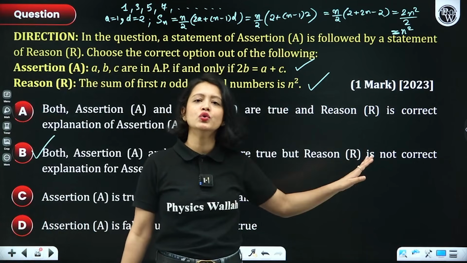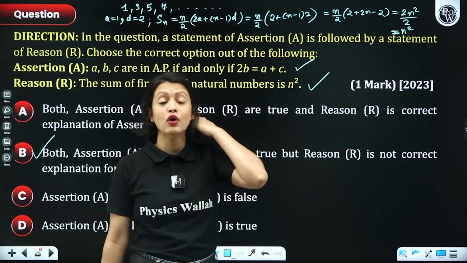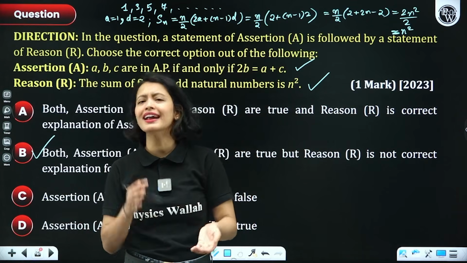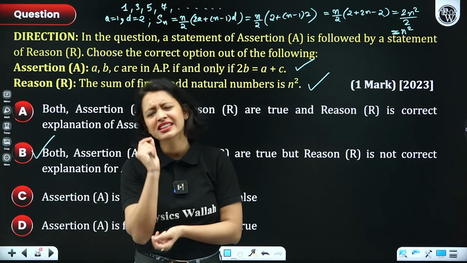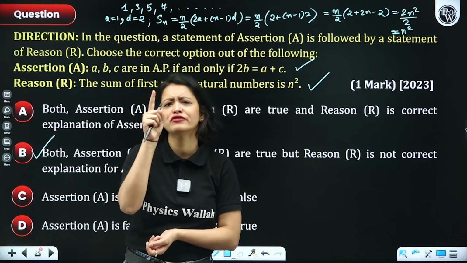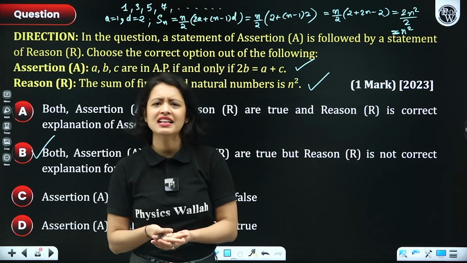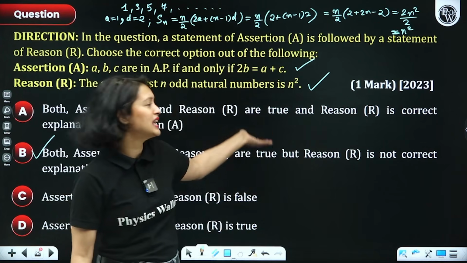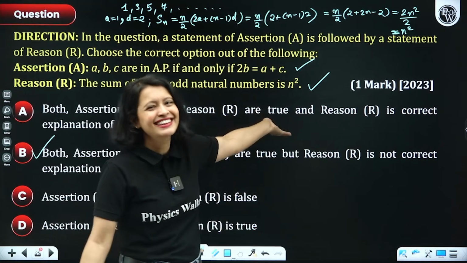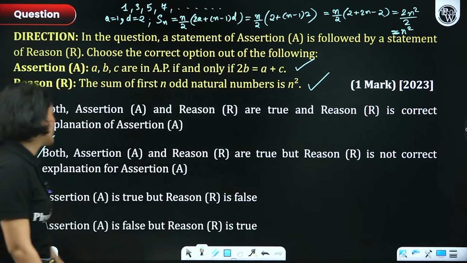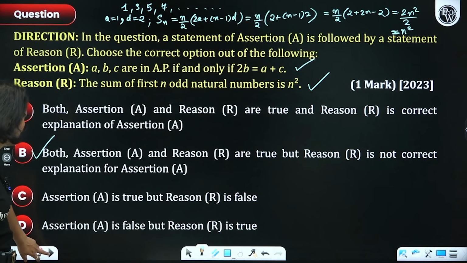Now after you check the correctness and figure out that both the statements are individually correct, you just have to see whether there is a relationship between the second statement and the first statement, whether the second statement explains the first statement at all. If the answer is no, then you know what the answer is, and if the answer is yes, then option A is the answer. Simple. Okay, let's move on, guys.